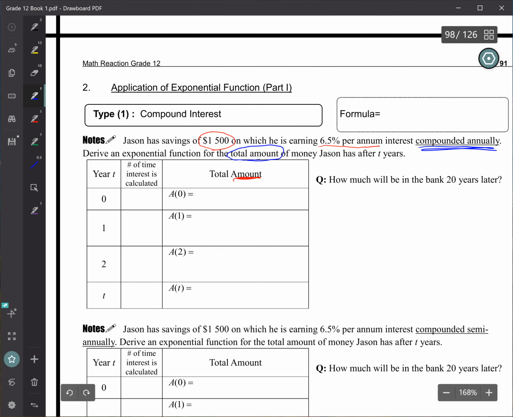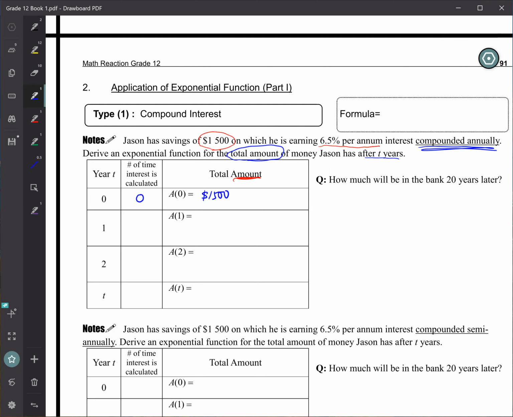So we want to find the total amount of money after t years. We'll start with 0. 0 years means at the very beginning, the money you just deposited. So that will be the beginning. You haven't earned any interest yet, so the number of times is 0. And then A of 0 will be 1,500 because you just put the money in.